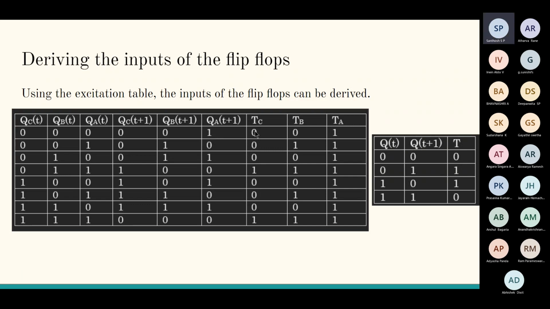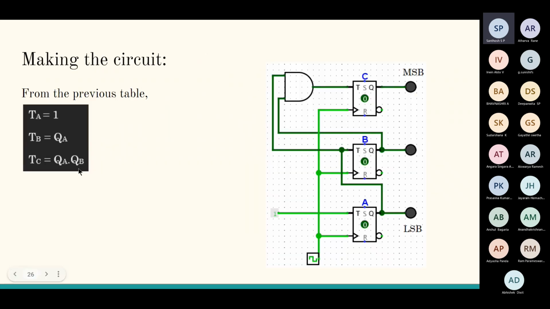In a similar way, when QB and QA are both 0, the AND of both is 0. For 0 and 1, the AND is 0, and for 1 and 0, the AND is 0. But in the final entry, QB is 1 and QA is 1, so the AND operation between QB and QA is 1. If we compare the AND of QB and QA with this TC column, we get exactly the same entries, 0001 and 0001. So we can conclude that TC equals QA AND QB.